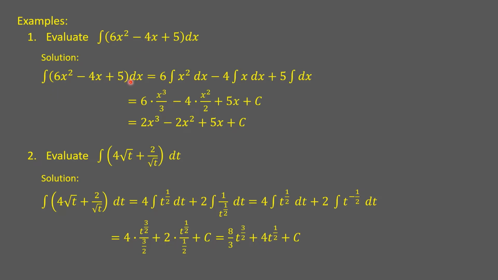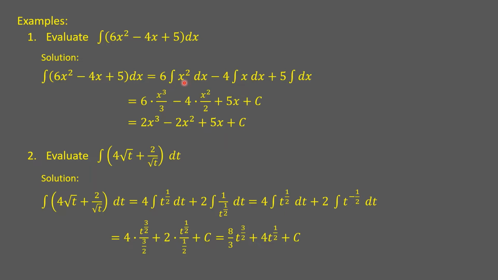So to illustrate, consider evaluating the integral of 6x squared minus 4x plus 5 dx. For this integral, we will be applying the rule to evaluate the integral of the sum or difference of functions, and the integral of 6x squared minus 4x plus 5 dx can be expressed as equal to 6 times the integral of x squared dx minus 4 times the integral of x dx plus 5 times the integral of dx.